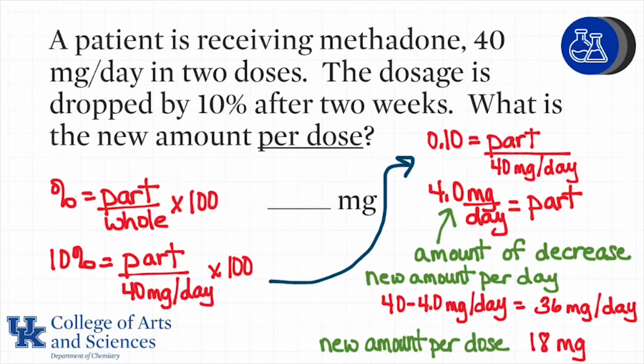which gives us 18 milligrams. You could also solve this problem by figuring out the amount per dose, so 40 milligrams per day divided by 2, which would be 20, and then finding the 10% of that and subtracting it. You're still going to get to the same answer of 18 milligrams.